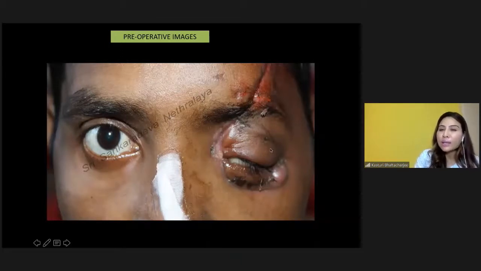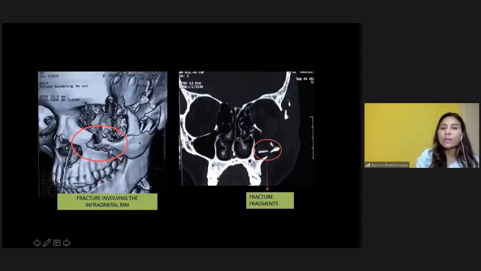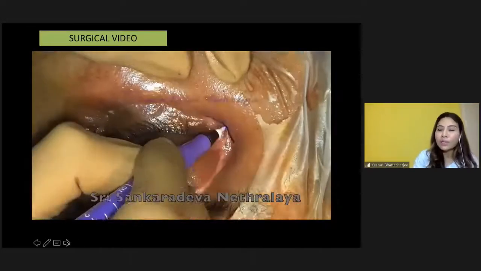Can you see, he came to us like this, with total globe dystopia, total medial canthal dystopia, and also so much enophthalmos. When we did a 3D CT scan, most of the bone fragments were within the maxilla, and you can see the whole of the medial wall and the whole of the inferior wall has been totally fractured. So we have taken him up for surgery.